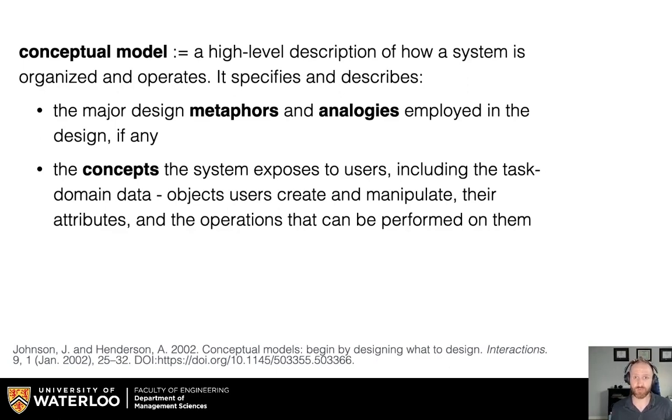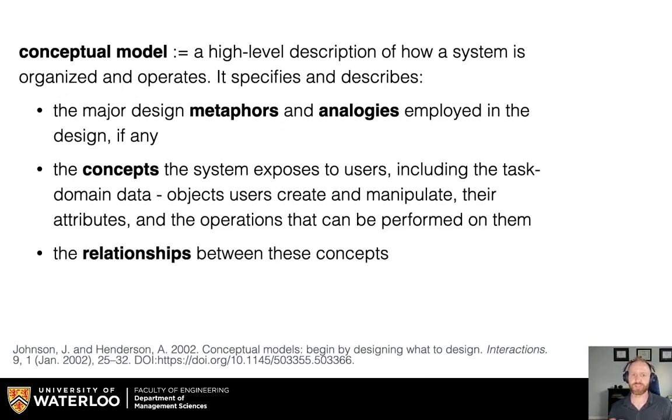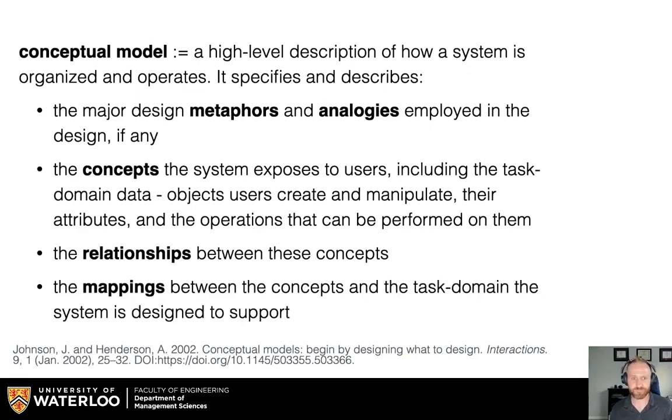For a calendar application, you might have events. That's a type of data, a data object that users can manipulate, and it has attributes like the duration, the start time, the time zone that it exists in. The relationships between these concepts: if there are 2 events, are they co-located in time? Do they start at different times? Do they conflict, etc.? There might be a name for an event that's an attribute of that event. And the mappings between the concepts and the task domain the system is designed to support. So what does Alexa mean? How does Alexa relate to the different things that happen in the system?